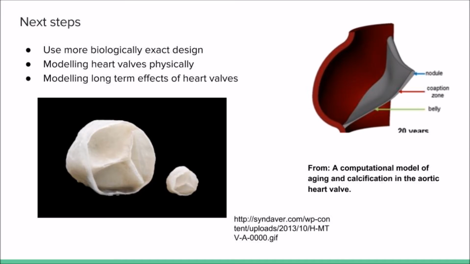Some future steps we would like to take are modeling the valves with greater exactness. Some studies give parameters on the design of the aortic heart valve, and while our model is inspired by these studies, it does not have the same geometry nor account for the same range of geometries that a true heart valve can take. We would also like to model heart valves physically. Due to the advantages of 3D printing, we are able to create physical copies of heart valves, which we can put in flow chambers for stress testing. Finally, we would like to observe the long-term effects of heart valves, such as changes in the tissue based on altering the number of leaflets.